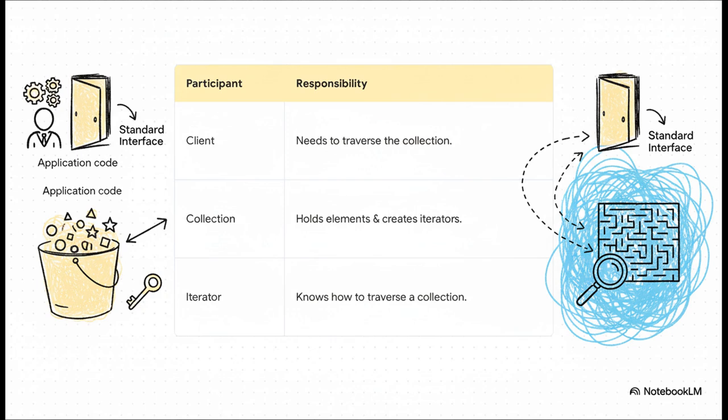So you really have three key players in this setup. You've got the client, which is your app's code. You have the collection, which is just holding the data. And then you have the iterator, our new little helper object. Now, the crucial thing to see here is that only the iterator knows the messy internal details of its specific collection. Everything else just talks through a clean, standard interface.